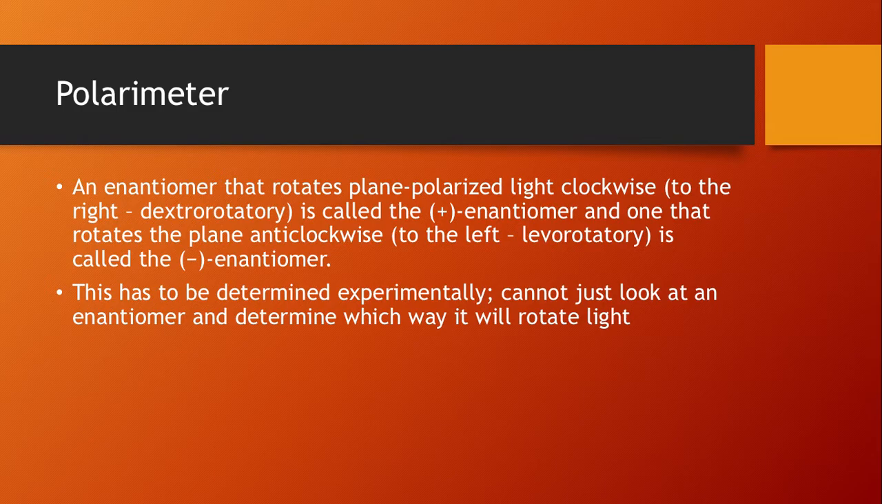If the enantiomer rotates plane polarized light clockwise to the right, it is called the positive enantiomer, and the one that rotates the plane anti-clockwise or to the left, it is called the negative enantiomer. This has to be determined experimentally. You cannot just look at an enantiomer and determine which way it will rotate the light.